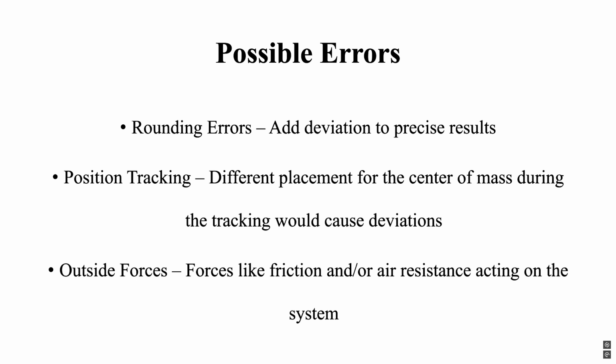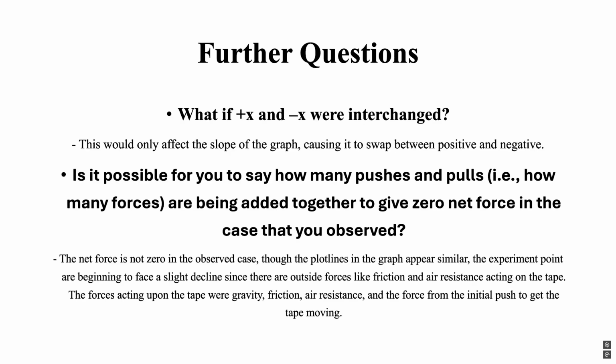If positive x and negative x were interchanged, this would only affect the slope of the graph, causing it to swap between positive and negative. As you saw before, our graph was in a negative slope. If we were to swap between positive and negative x for where we were tracking, it would cause our graph to be in the positive direction instead of the negative direction.